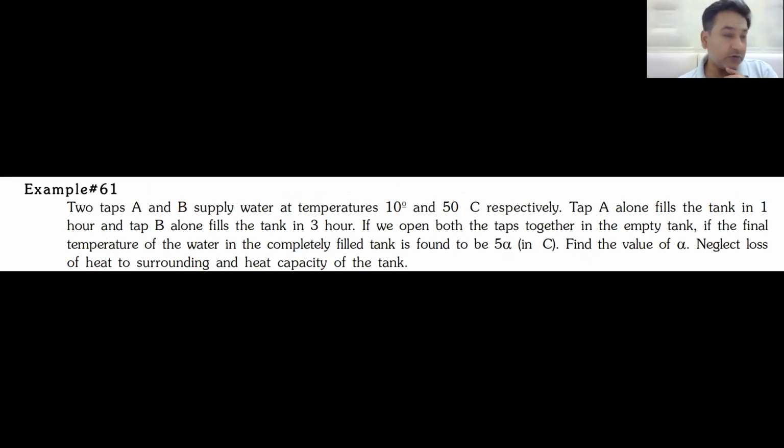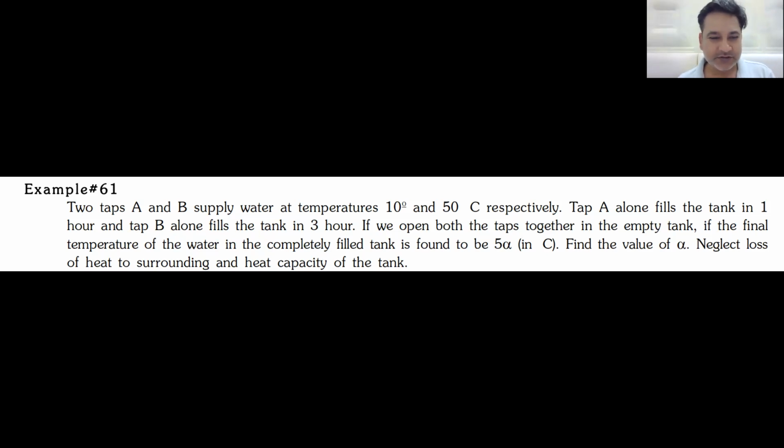Now come questions from other topics in thermodynamics, and this is the first one. Remember, the question might sound different, it might look different, but it may be based on a very simple concept. Two taps A and B supply water at temperatures 10 degree and 50 degree Celsius. Tap A alone fills the tank in 1 hour, and tap B fills the tank in 3 hours. If you open both the taps together in an empty tank, the final temperature of water in the completely filled tank is found to be 5 alpha in degree Celsius. Find the value of alpha.